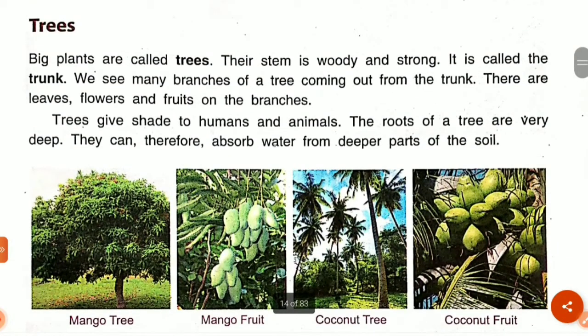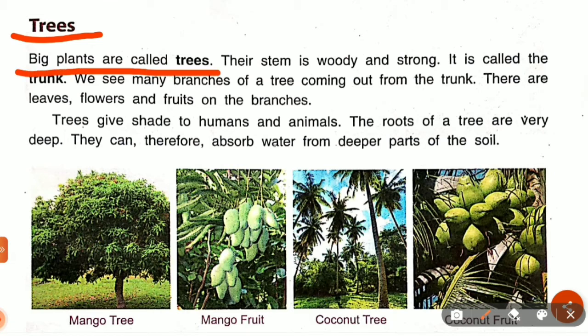What is the first category? The first category is trees. So let's read it. Okay, you're all pointing the fingers on the book, right? Yes. Okay. Big plants are called trees. So any plant, if that is big in size, it is called a tree.